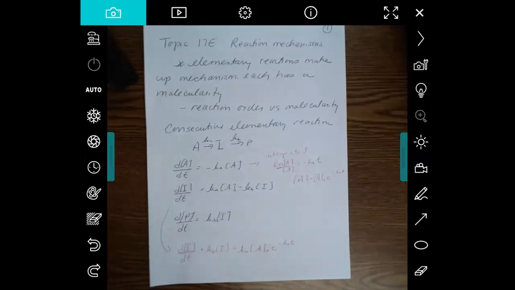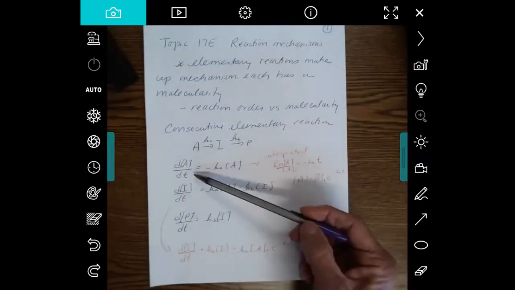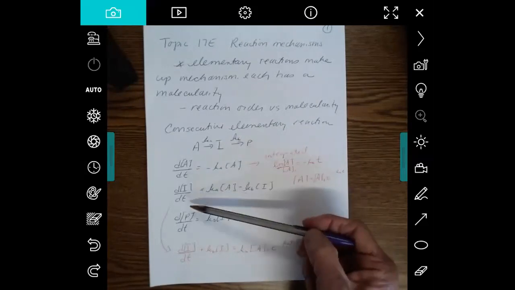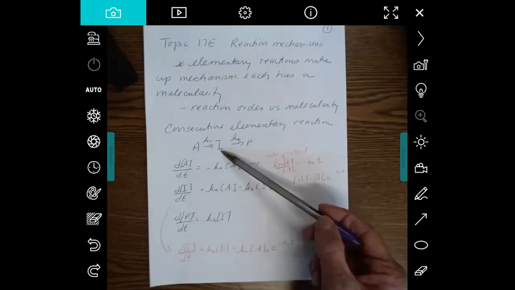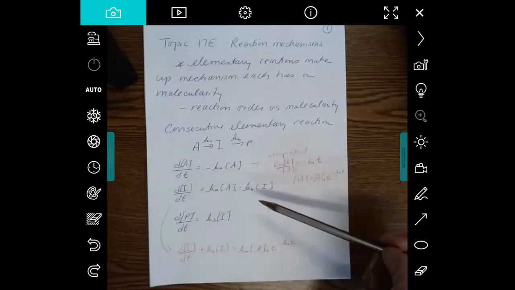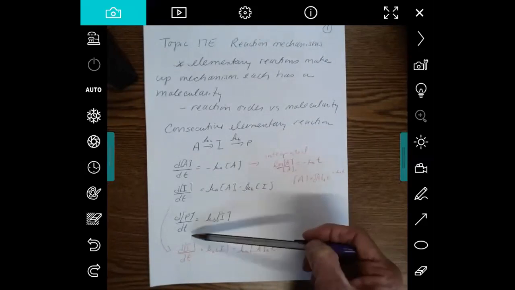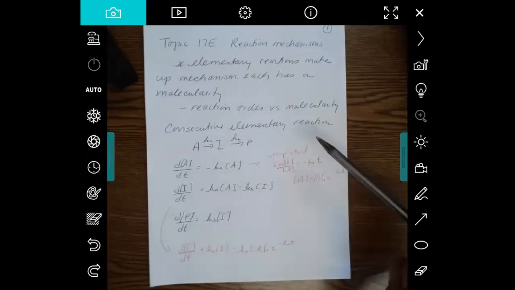So if we look at this particular reaction, you can write how everything changes. A changes in the first step in a negative way. I changes both by being made from A and going on to make P, the product. So you have two terms. And product changes just when that intermediate reacts.